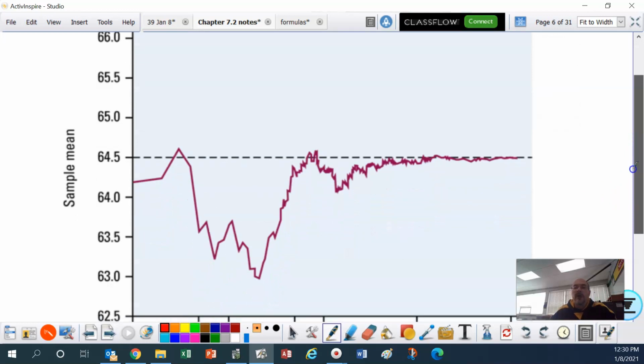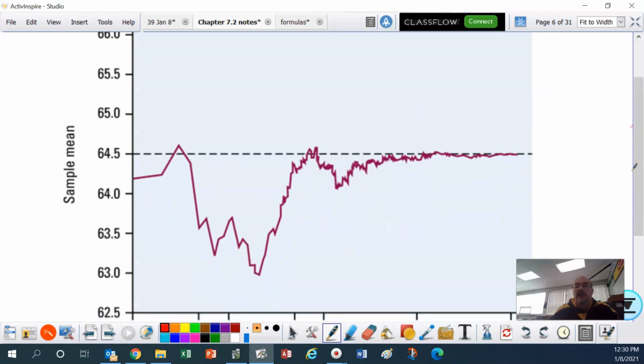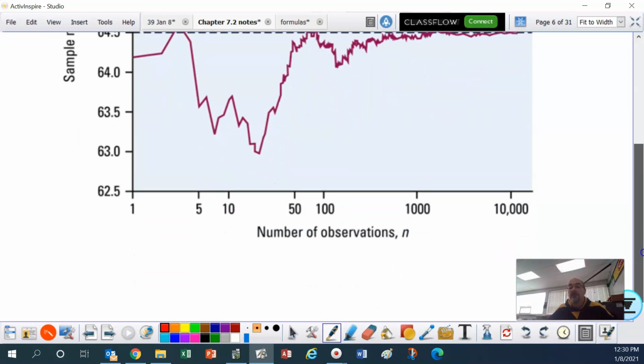Okay, so here's what the graph looks like. They started off, it's almost like the coin flip. Remember the coin flip? It does the exact same thing. Eventually, when your samples are large enough, the mean will level off at the true mean. Again, using random samples. All right?